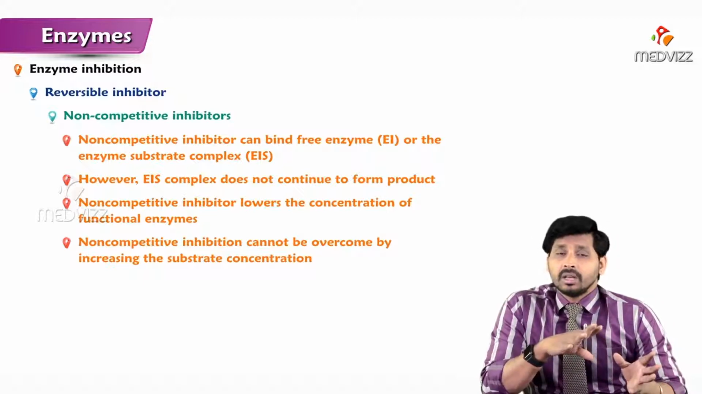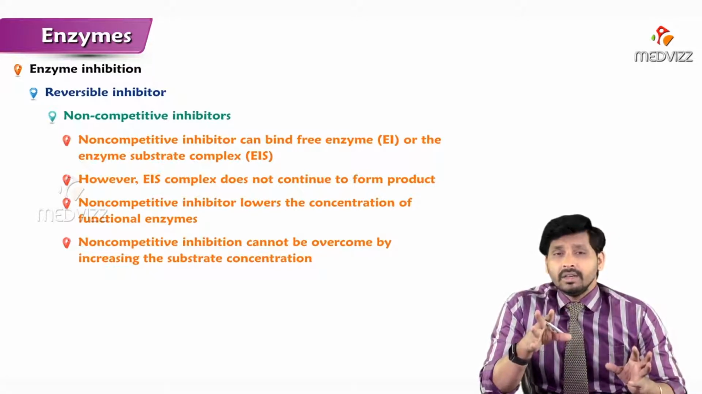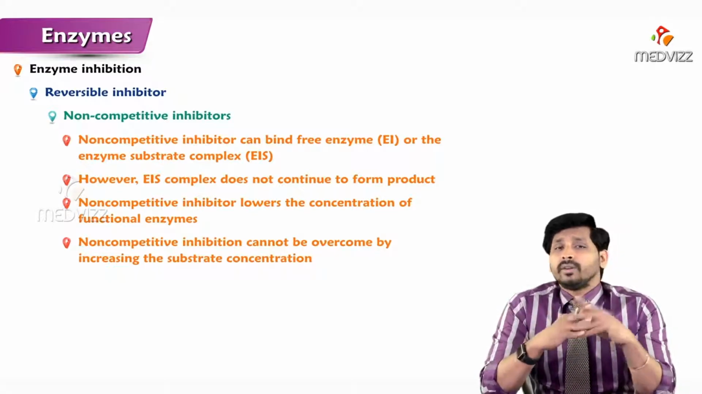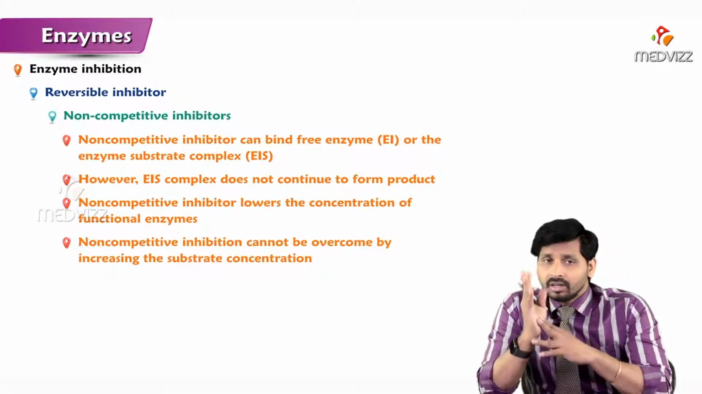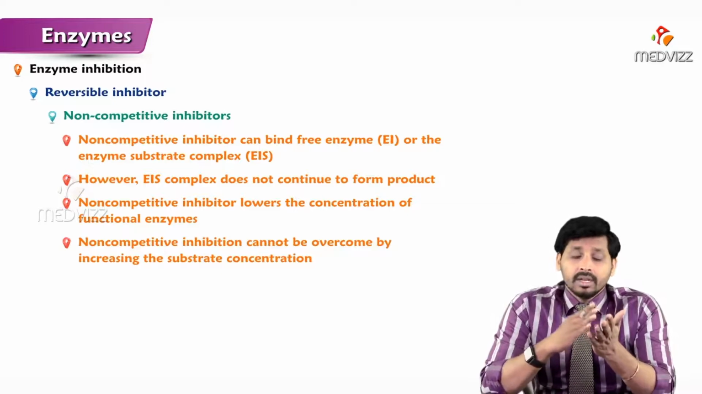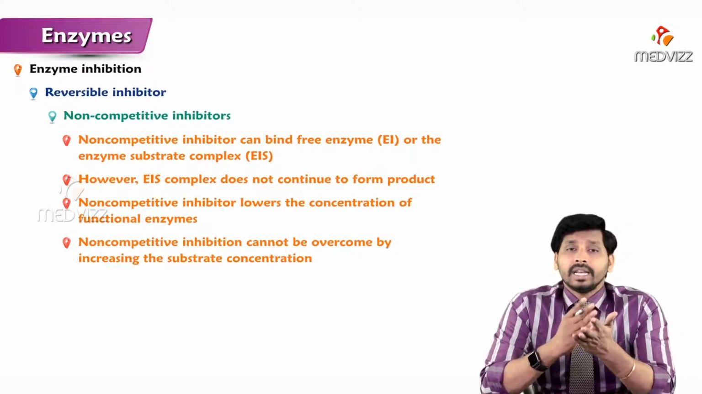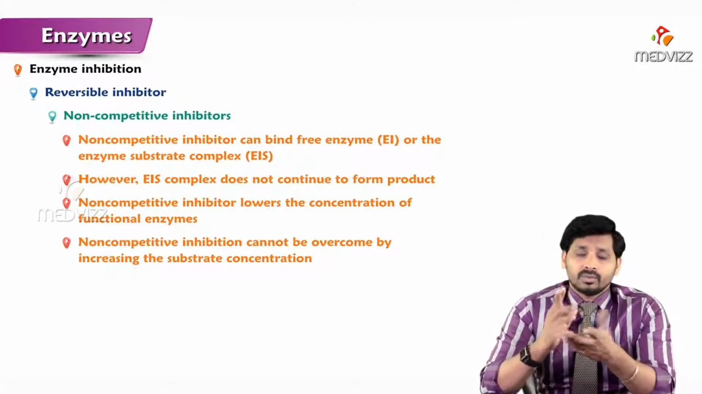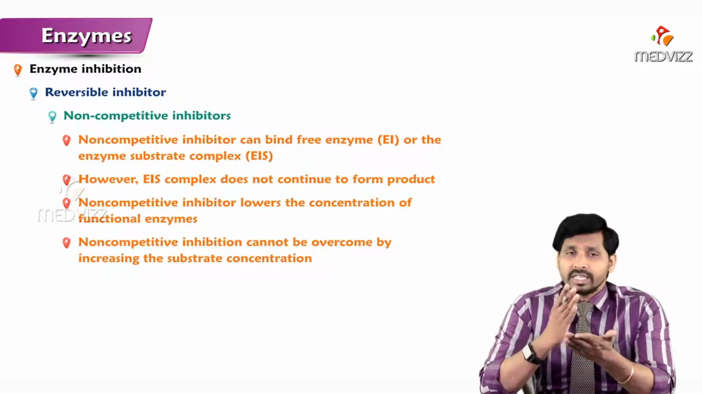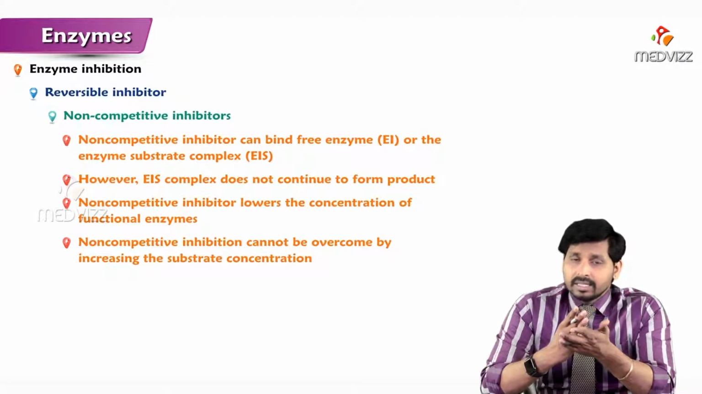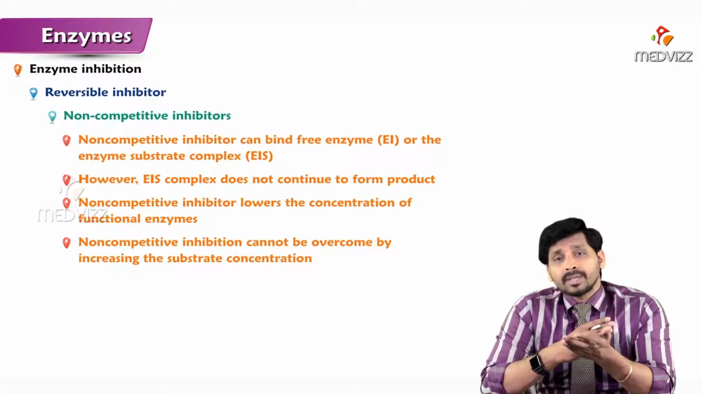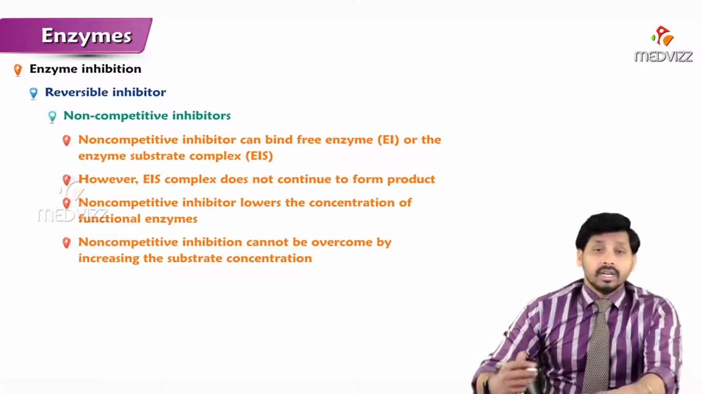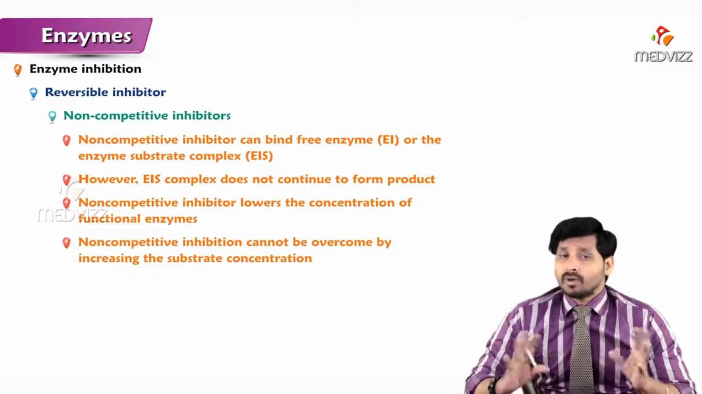There are two possibilities, because here the inhibitor is not binding to the enzyme active site, so it is binding to another site. The non-competitive inhibitor can bind to the free enzyme, or to the enzyme substrate complex to form the enzyme inhibitor substrate complex. So there are two possible compound formations. One is, when the inhibitor binds to the free enzyme, it forms the enzyme inhibitor complex. Otherwise it will bind to the enzyme substrate complex to form the enzyme inhibitor substrate complex. However, the enzyme inhibitor substrate complex doesn't continue to form the product.